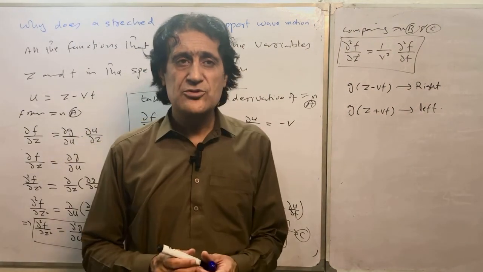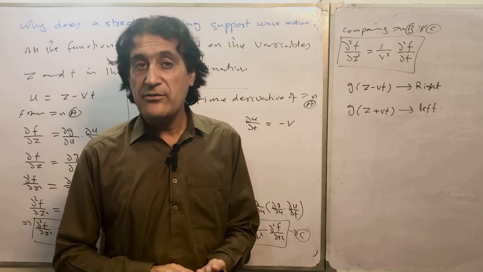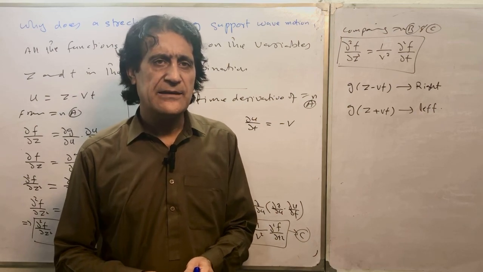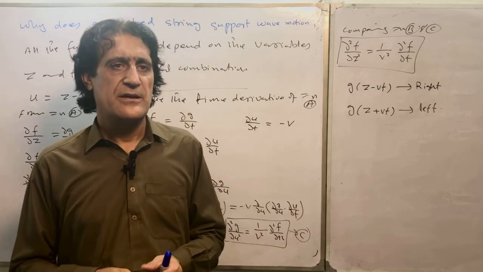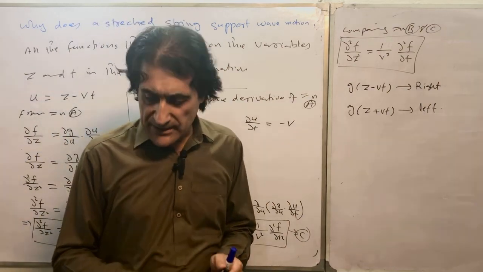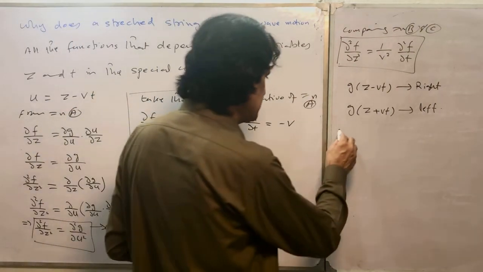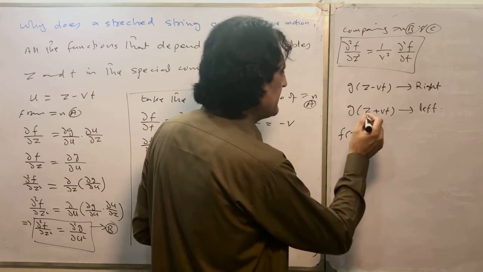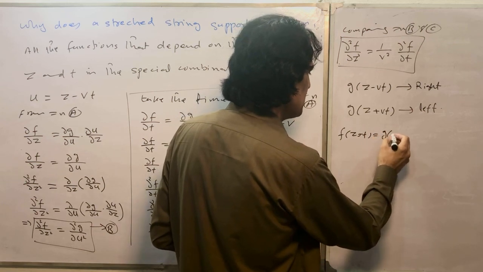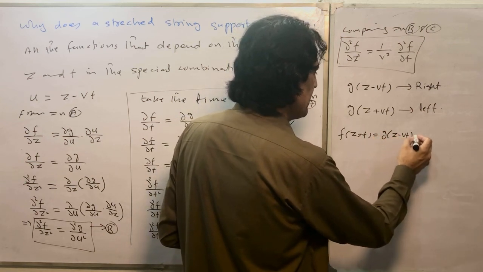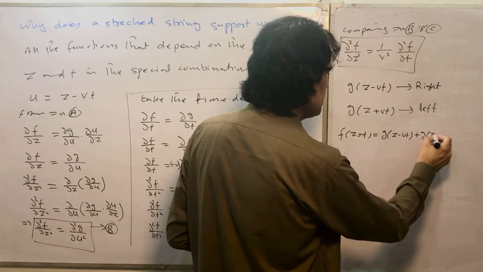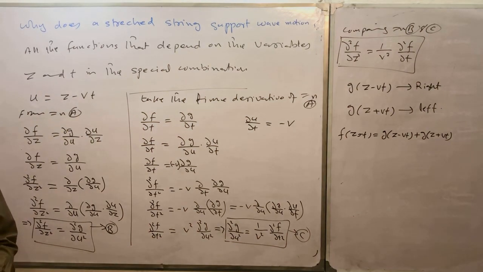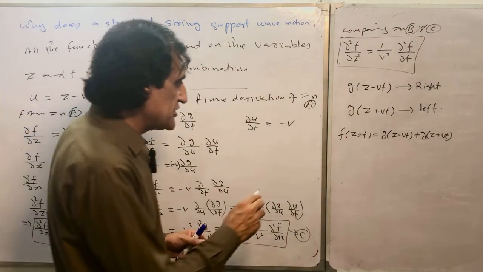Similarly, we can also take the wave superposition principle, because we can have two or more waves that move. A function f of z and t can be written as a superposition, g of z minus vt plus g of z plus vt. So this is a linear combination and will hold the superposition principle.